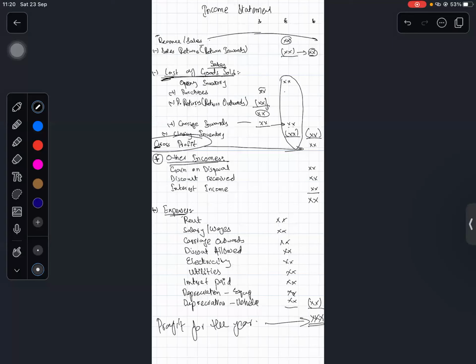So the carriage inward is the cost. When you sell a product, you deliver that product, so it's the cost of delivering that product. So that is carriage outwards. Whenever we are delivering the product to our customers and we are paying the delivery cost, that is carriage outwards, and that is the main reason why we write it in expenses.